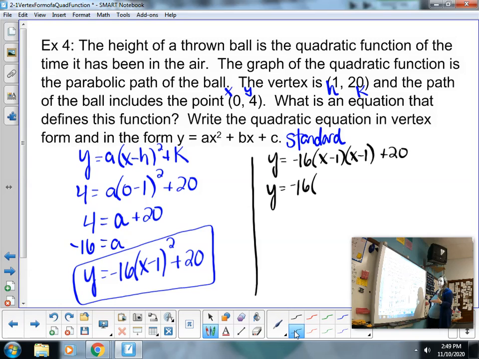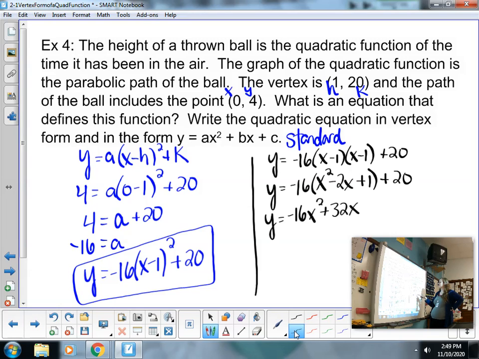So when I multiply x minus 1 times x minus 1, x times x is x squared. X times negative 1 is negative 1x. Negative 1 times x is another negative 1x. So my middle term is negative 2x. Then lastly, negative 1 times negative 1 is positive 1. Distribute your negative 16. Negative 16x squared plus 32x minus 16 plus 20.